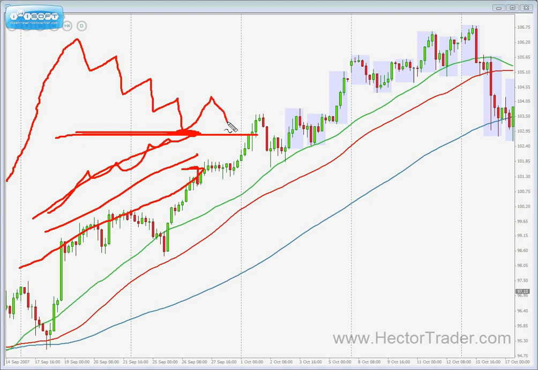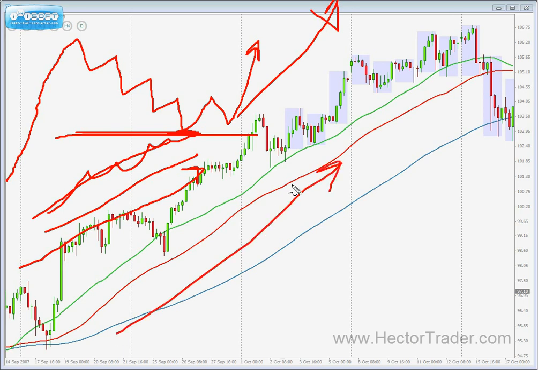The bears try to unleash another attack to that area, but they just don't have the energy anymore. They are dying out in momentum. The bulls are regaining control of the situation, and from there, price continues with a whole new impulse in the direction of the overall main trend.